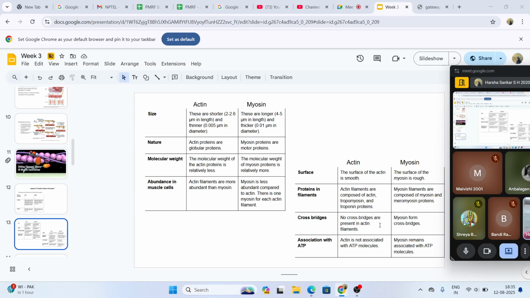Actin cannot form cross bridges. Myosin is able to form cross bridges. Actin is not associated with ATP molecules. Myosin remains associated with ATP molecules. Okay, so please keep these things in mind.